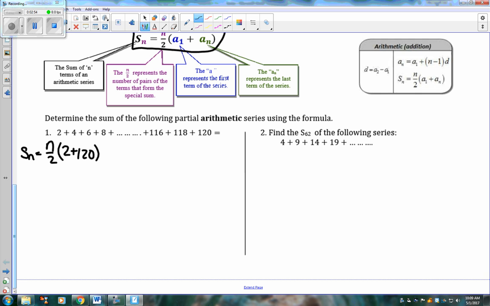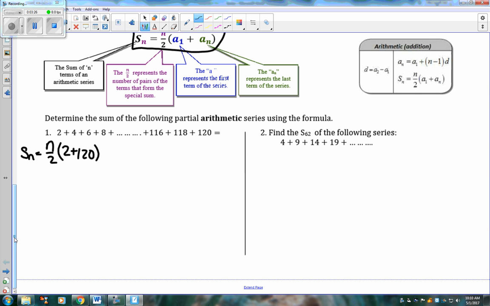So I have to go back to my explicit formula of arithmetic sequences to find n. What exactly is n? n is the term number. So like this is the first term, n would be 1. Second term, n would be 2, and so forth. Okay? So I'm going to use the arithmetic explicit formula.